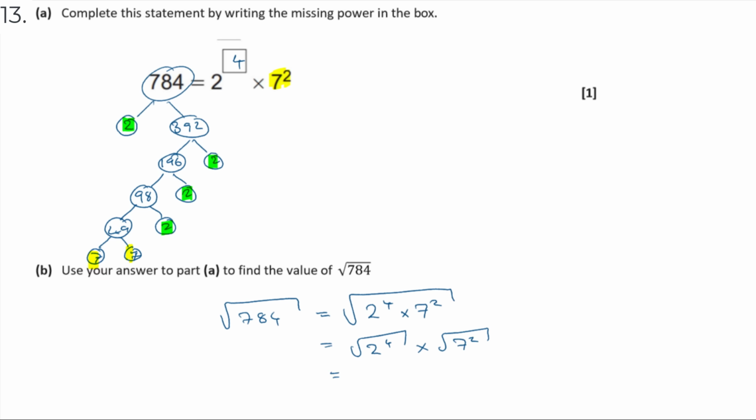7 squared is pretty easy. That's going to be 7 when you square root it. Square root of 2 to the power 4, well, 2 squared times 2 squared is 2 to the 4, so that's going to give me 2 squared. 2 squared times 7. 4 times 7, that's 28 then. So the root of 784 is going to be 28.